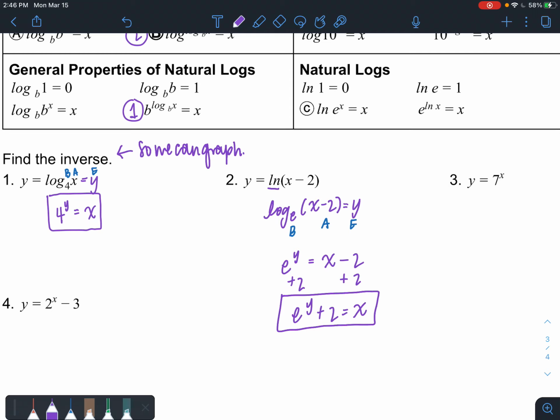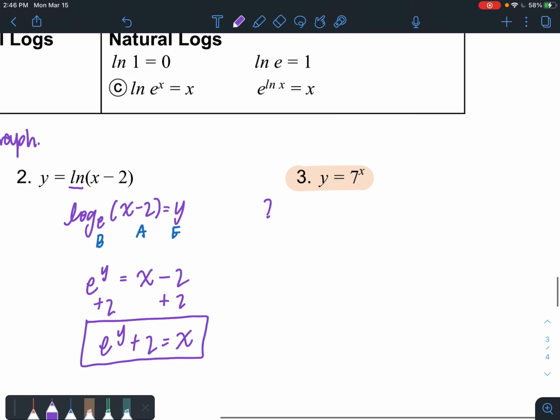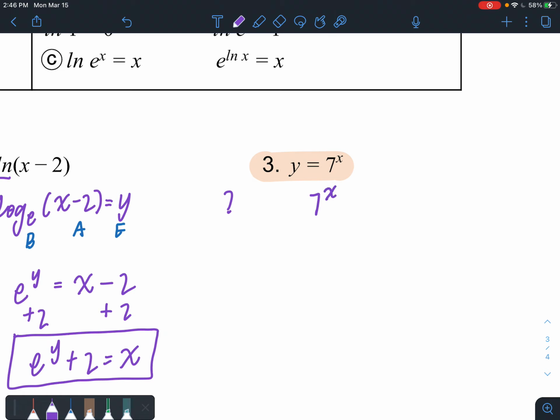All right, finally, I've got log. Actually, I'm going to have you guys do this one by yourself. All right, what you should have done for this one is write 7 to the x equals y. We need to turn it into log form. This is B, E, A. So I have log base 7 of y equals x.